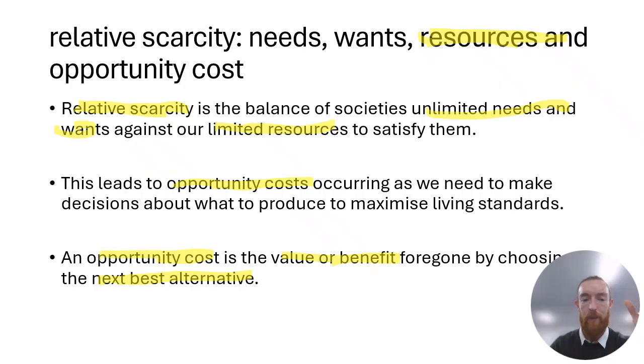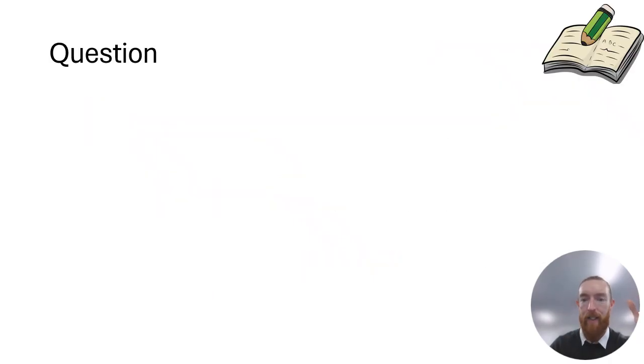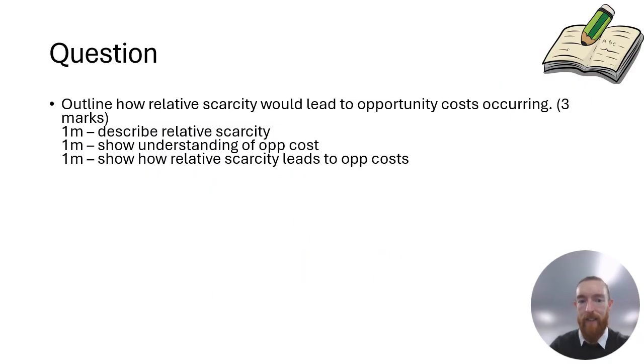So if we looked at all this information, we could have a question that comes up about it, like outline how relative scarcity would lead to opportunity cost occurring. So with this, we need to show, firstly, describing what relative scarcity is in terms of that outlining, and we're going to then link to how that would lead to opportunity cost. So we've got to show understanding of what opportunity cost is. We've got to show that it is the production foregone. Then we're going to show how relative scarcity ties in with opportunity cost.